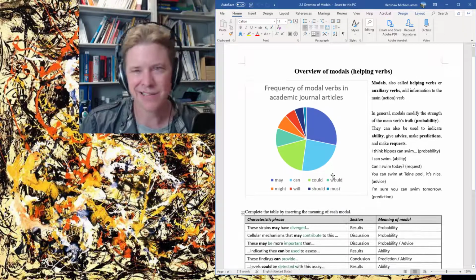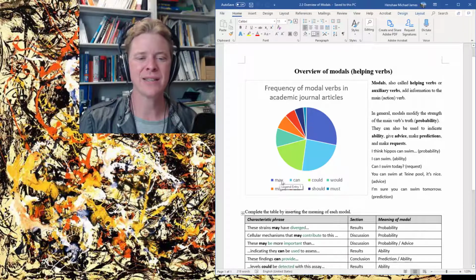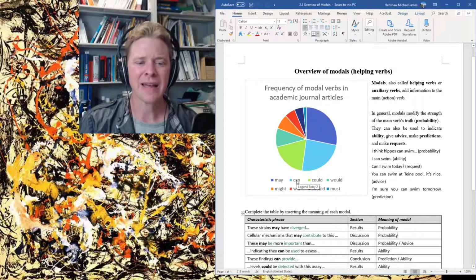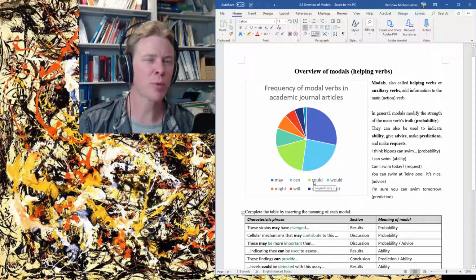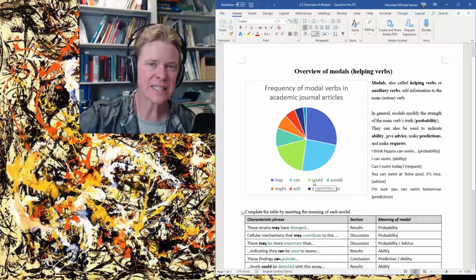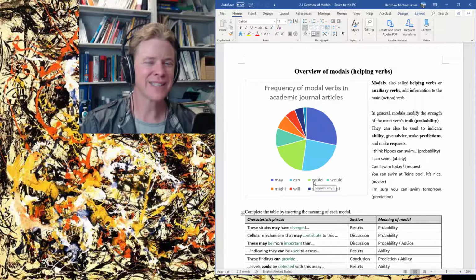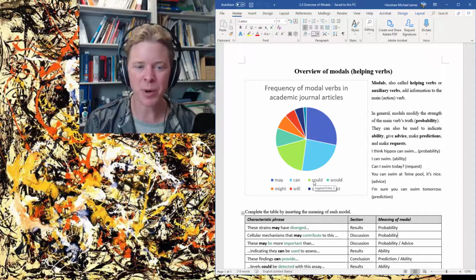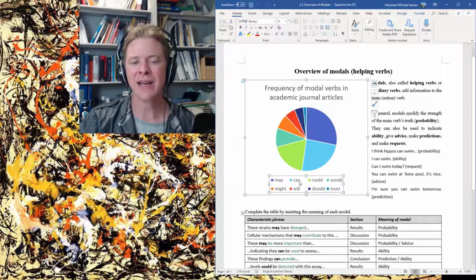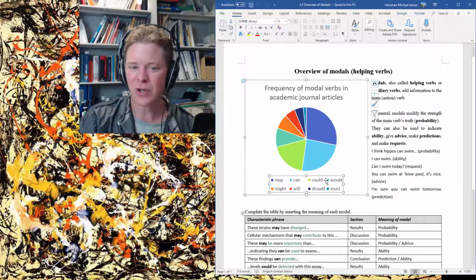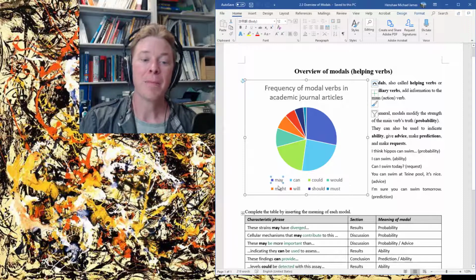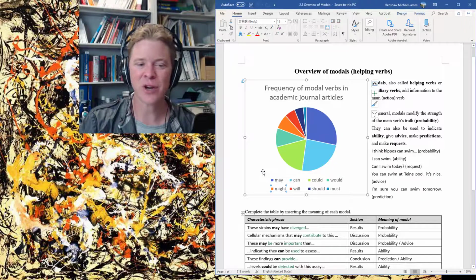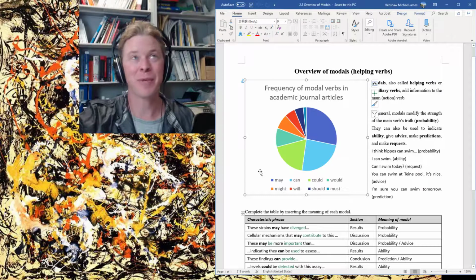Let me maybe say one more thing, and this is a little bit technical, but can is the present tense and could is the past tense. As a general rule, the past tense is more polite and less likely. So it's not exactly agreed upon, but in general, can is perhaps more likely than could, and will is more likely than would.